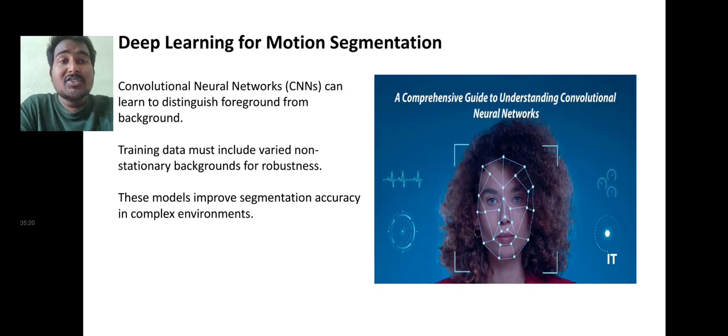Deep learning for motion segmentation. CNNs, that is convolutional neural networks, can learn to distinguish foreground from background. Training data must include varied non-stationary backgrounds for robustness. These models improve segmentation accuracy in complex environments. A comprehensive guide to understanding convolutional neural networks.